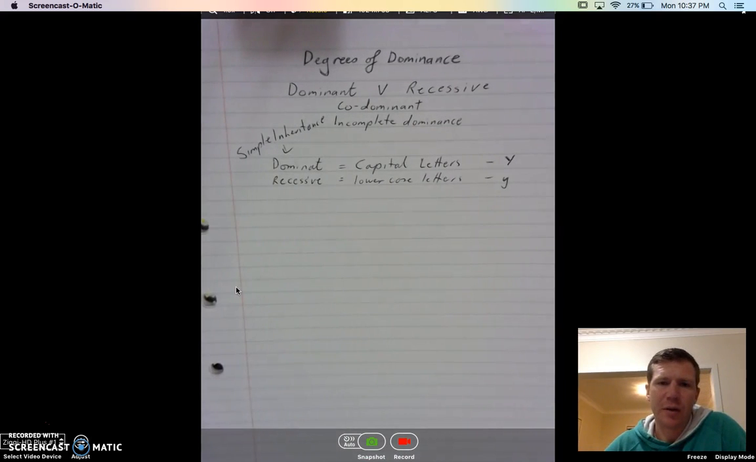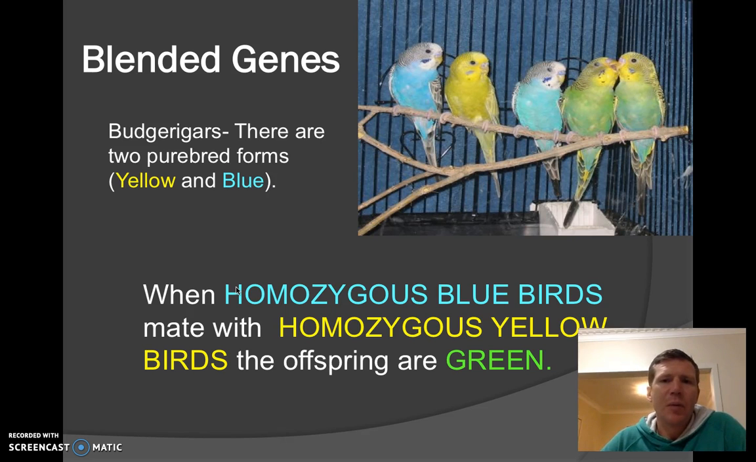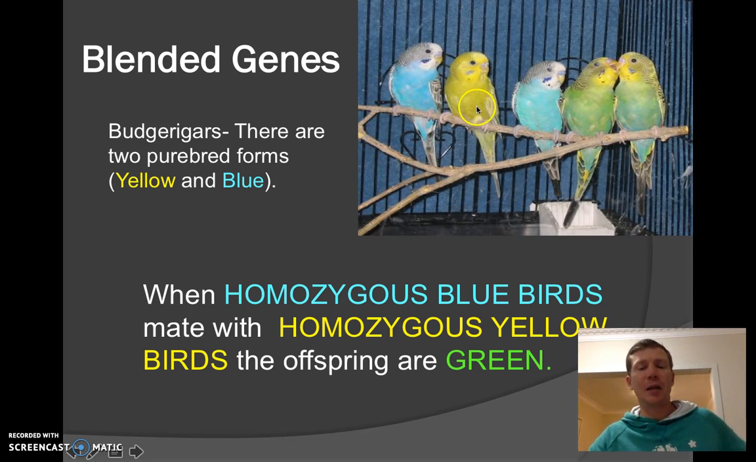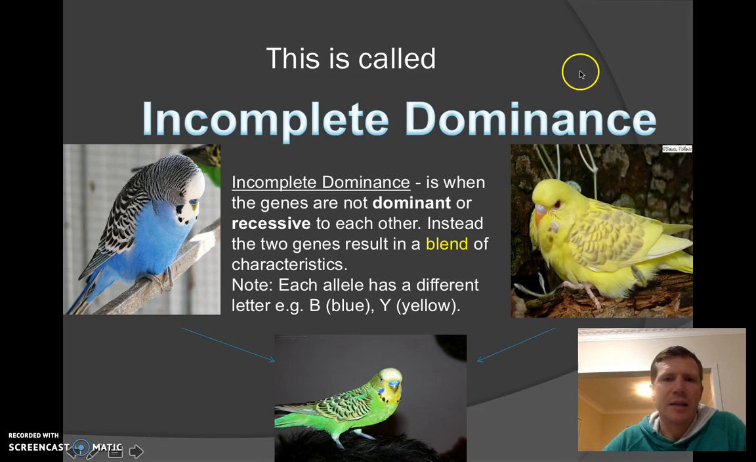When we're talking about simple, we're talking about dominant recessive. There are two other things though that are a little bit more complex. Incomplete dominance and codominance are two other ways that genes might link. In the case of blended genes, in the case of the budgerigars here, we've got a blue one and a yellow one. These are called purebred blue or purebred yellow. These two can combine and produce a heterozygous bird which comes across as green, and this is known as incomplete dominance. Incomplete dominance is when there's a blending of the two.